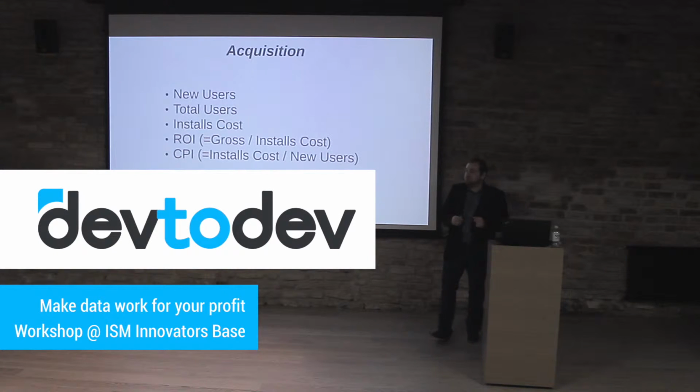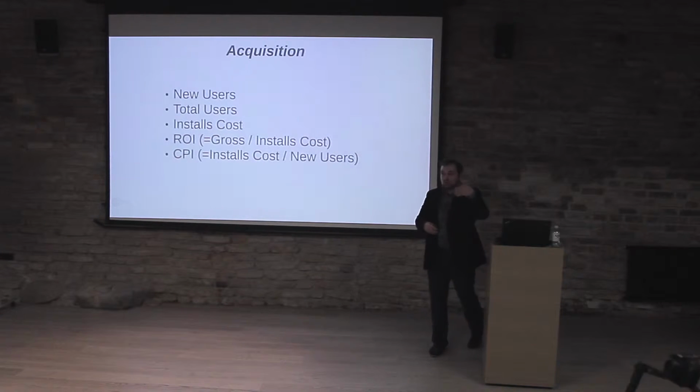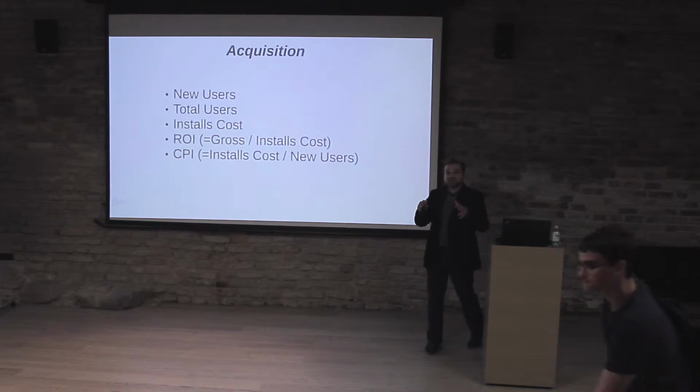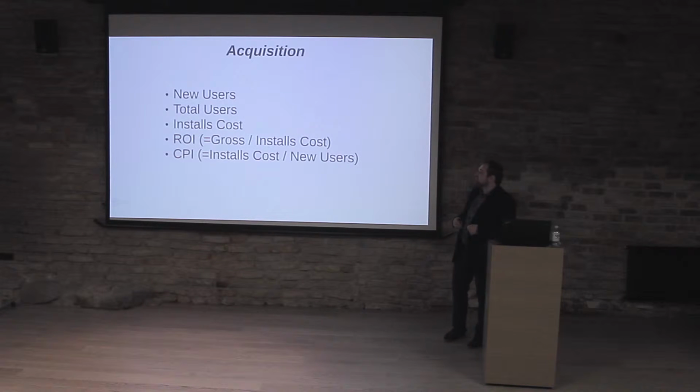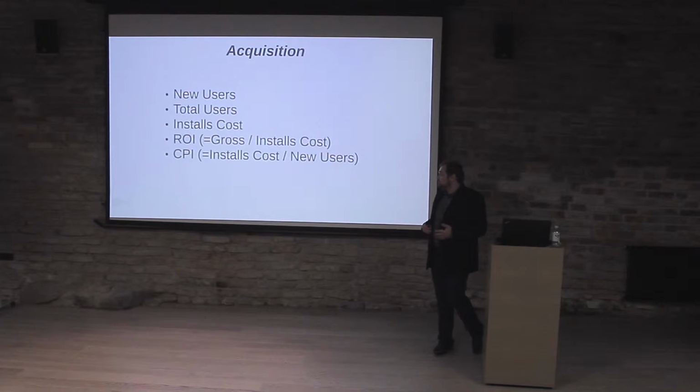New users is the incoming flow to your business, and of course you need to have these new users for your business. Total users is the cumulative metric, which always grows. It shows the number of users in the base at a separate moment. When you want to acquire some new users, you need to spend some money, and the install cost is the money amount that you spend to acquire the new users.